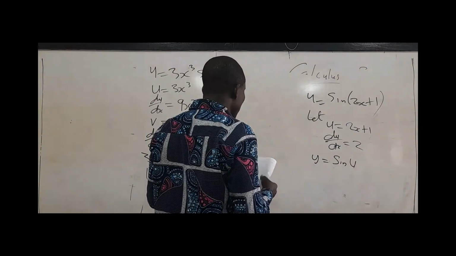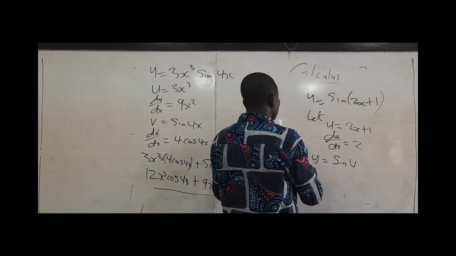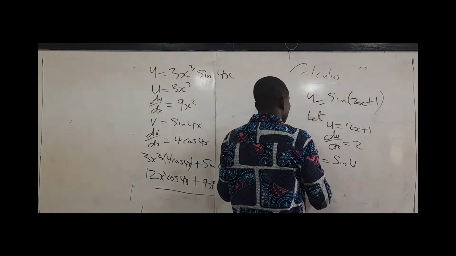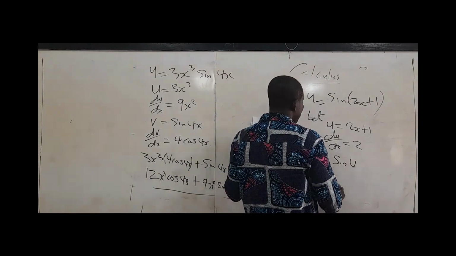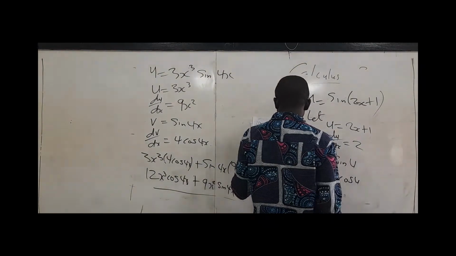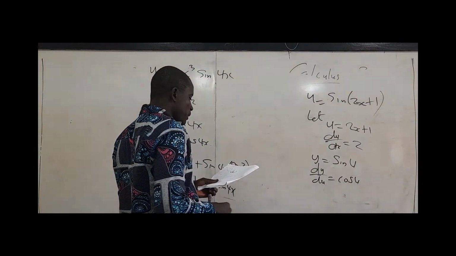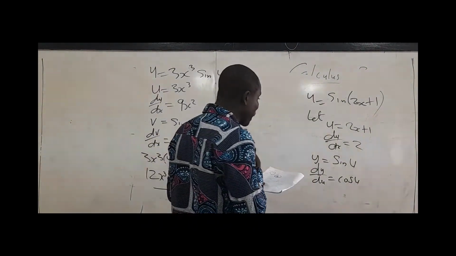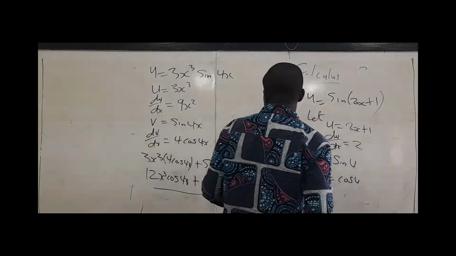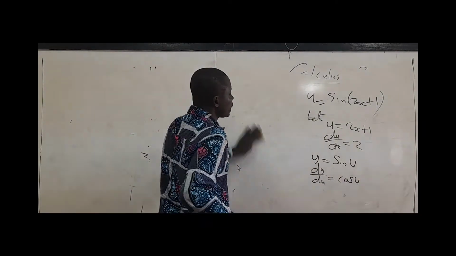So if y is equal to sine u, then how are we going to go about it? Then it means dy/du is equal to cos u. Am I right? Yes, it's equal to cos u. Therefore, because this is a function of a function, I'm going to multiply the two functions back and see what is going to happen.